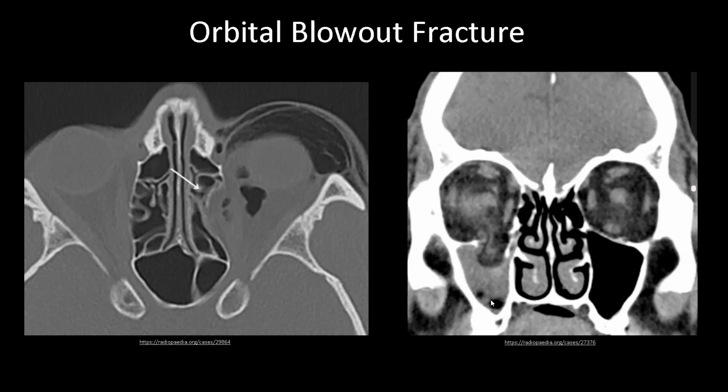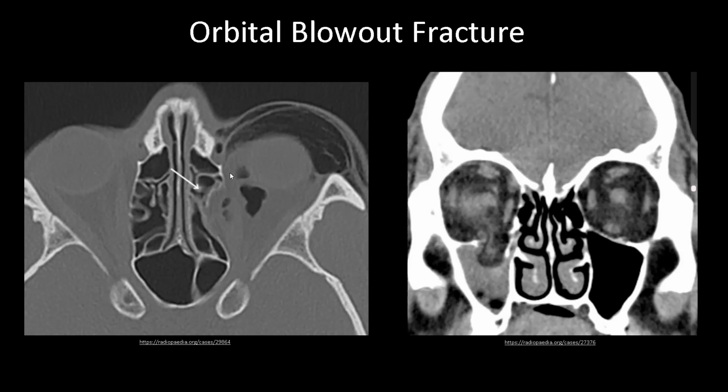You have some air at the bottom here still. And then you have this density, which is actually the same density as the orbital fat, projecting through that defect into the maxillary sinus and taking some of the extraocular muscles with it. So in this case, we actually have a blowout fracture of the inferior wall of the right orbit or the roof of the right maxillary sinus, which are the same structure, and then herniation of the orbital contents into that maxillary sinus.